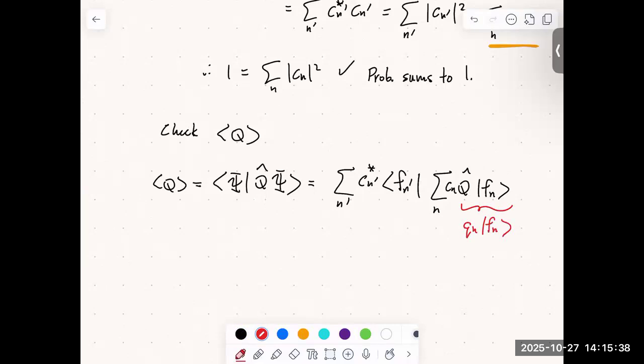Okay, and so now we can do the reordering like we did before. So let's see, sum over n prime, Cn prime star. And then I'm going to put the sum over n, and then we'll have our Cn. We'll have our Qn factor. And I'm going to take this Fn prime inside the second sum.